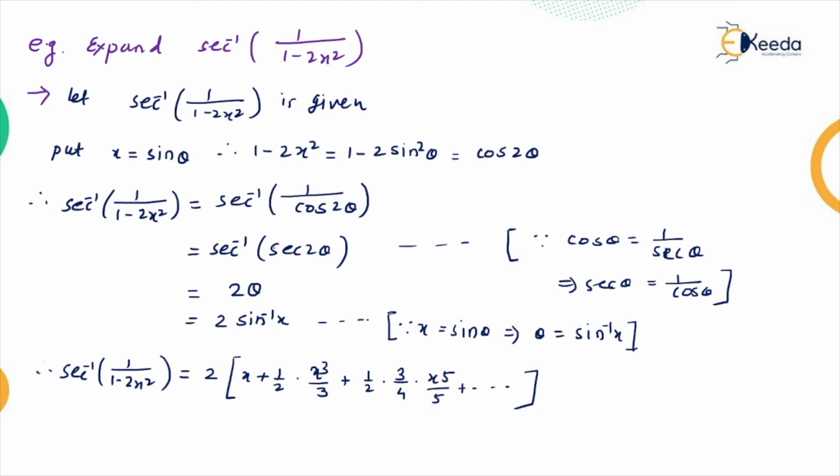So in this way we have to solve by the method of substitution. We have to put x equal to sine theta, and after that you get the required series expansion.